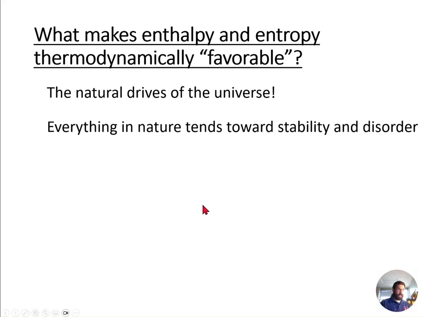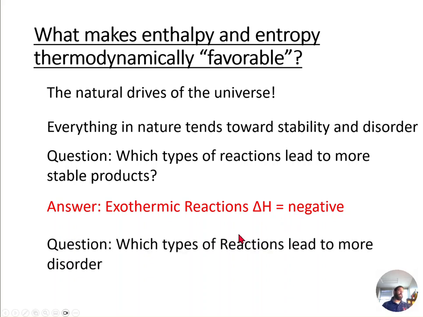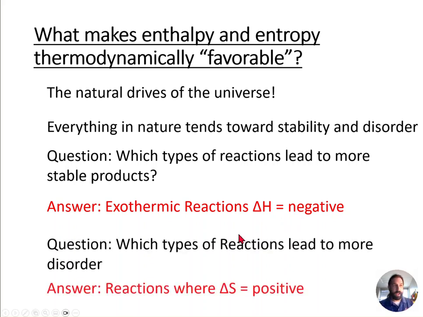So which type of reactions lead to more stability? Exothermic reactions, ones where delta H is negative. And which type of reactions lead to more disorder? Well, any reaction where delta S is positive. So if delta H is negative and delta S is positive, then the thermodynamics of that process are favorable, so the process will be what we call spontaneous.